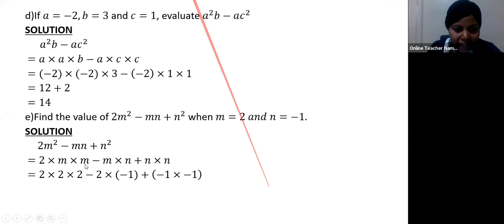Where there's n, replace a -1. And where there's n that side, replace -1 and -1. So when you multiply 2 times 2 times 2, you are going to get a +8. -2 times -1 will give you a +2. And -1 times -1 will give you a +1. So it's going to look like that. So we are going to have 8 plus 2 plus 1, which is going to give us 11.